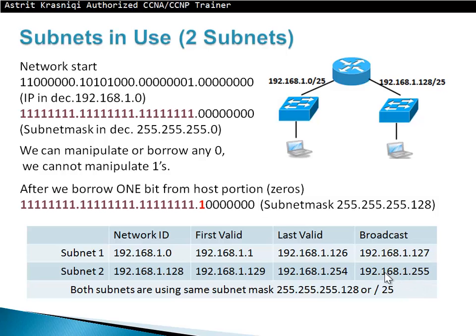So this broadcast is 192.168.1.255. And the last valid address is 254. Both subnets are using the subnet mask 255.255.255.128, or I can say prefix 25.